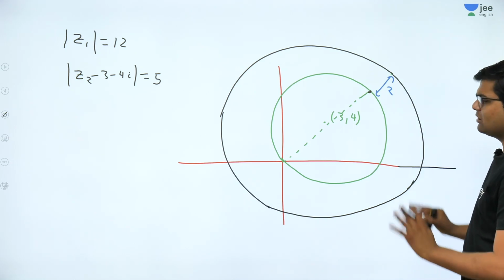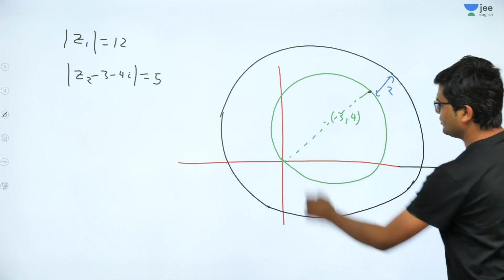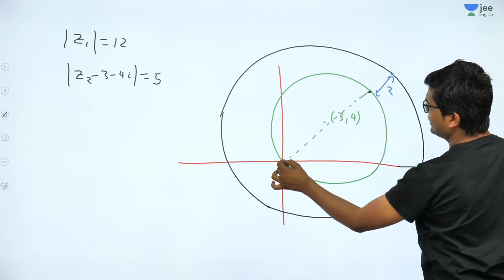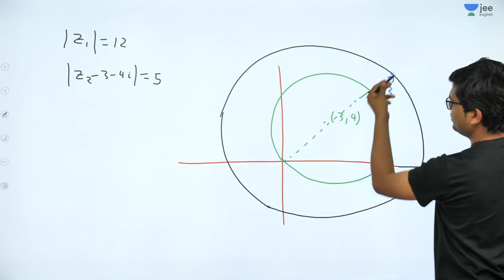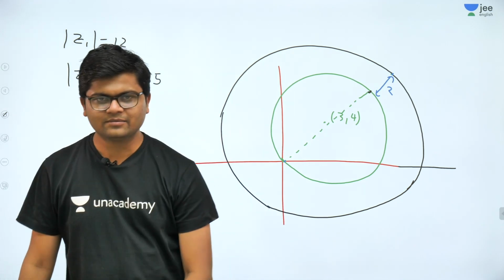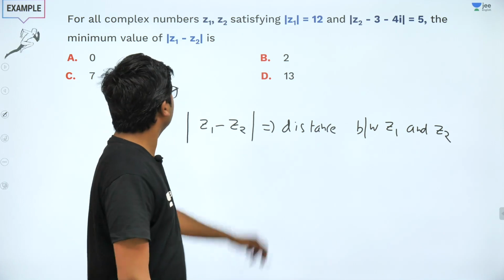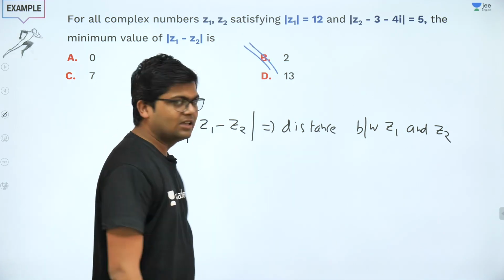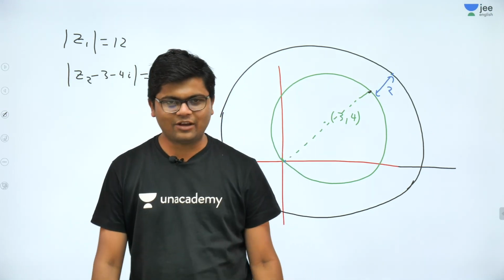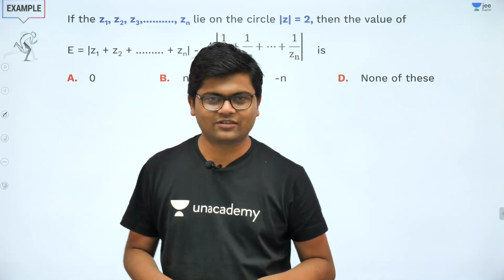And if somebody asks you the maximum distance, that can be easily found out. Got my point? In that case, Z1 will be here and Z2 will be here. The maximum distance will come out to be 12. Very good. So the answer will come out to be B for Bombay. Least distance we have been asked, and it has come out to be 2. Very good. Geometry makes complex numbers very easy and interesting also.